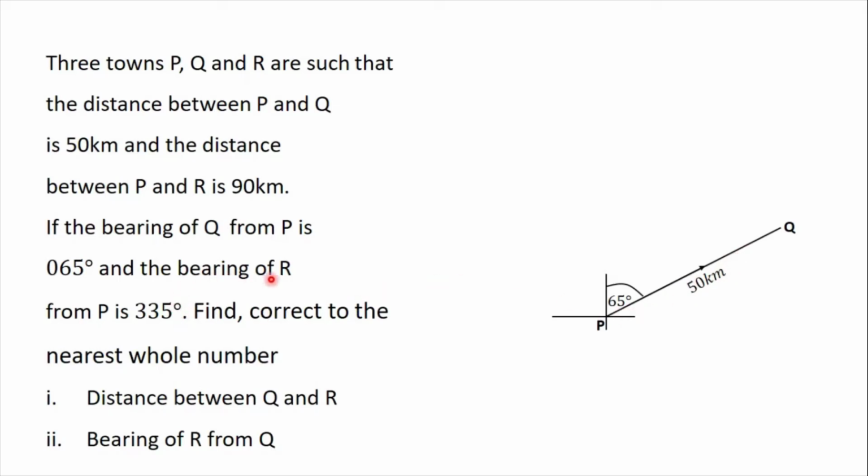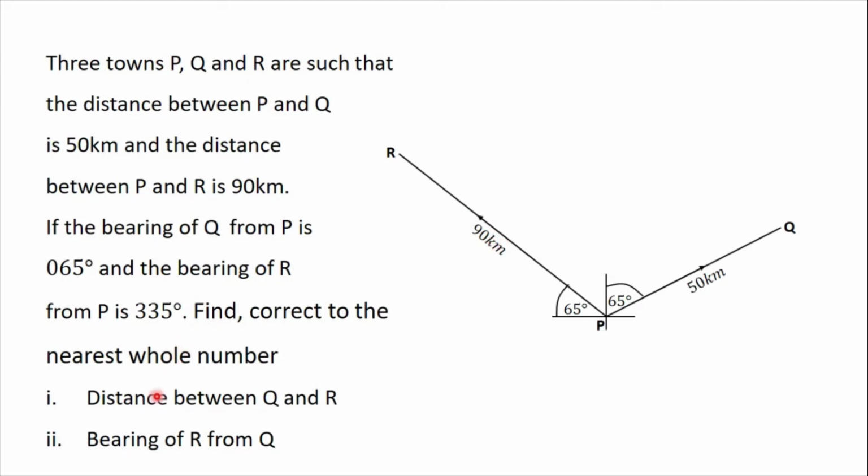We go back to the bearing of R from P. The bearing of R from P is 335 degrees. It will be between 270 degrees and 360 degrees. And we know that if we add 65 degrees to 270 degrees, we are going to get 335 degrees. So you draw that it starts from P and ends at R, and the distance is 90 kilometers because it says that the distance between P and R is 90 kilometers. So it indicates that also on the diagram.